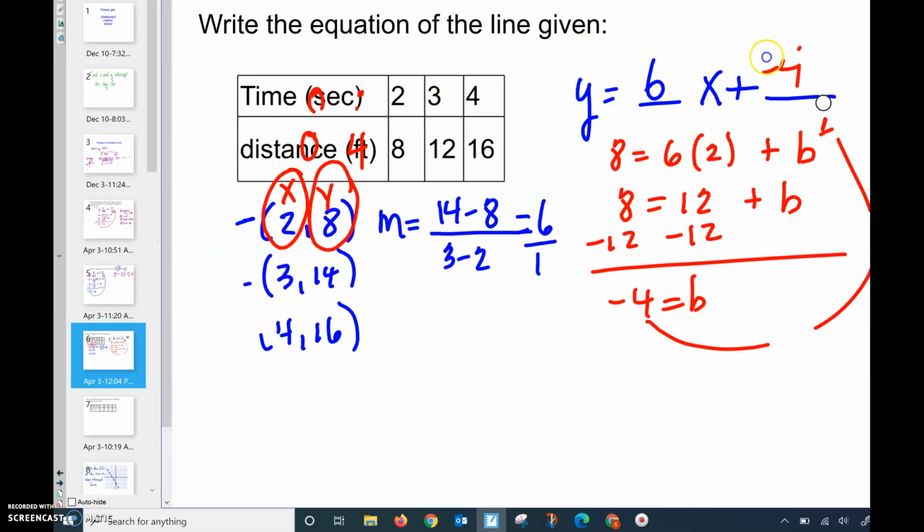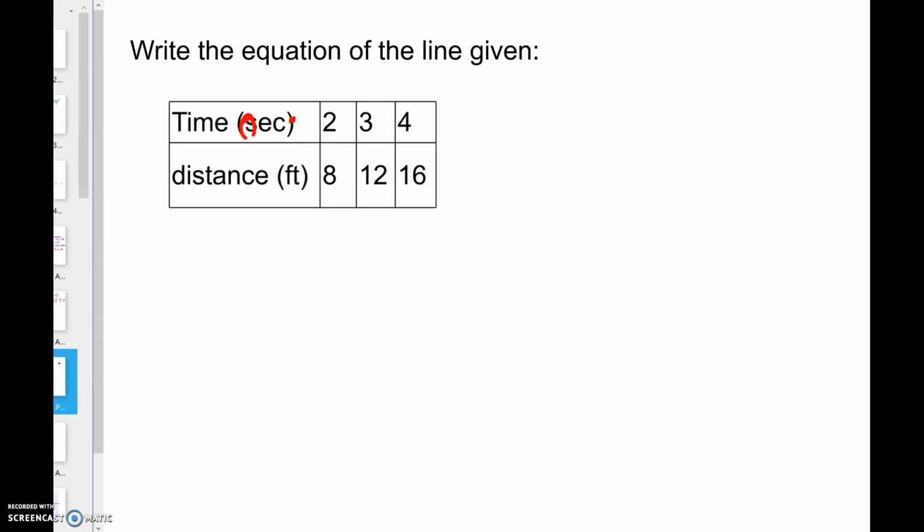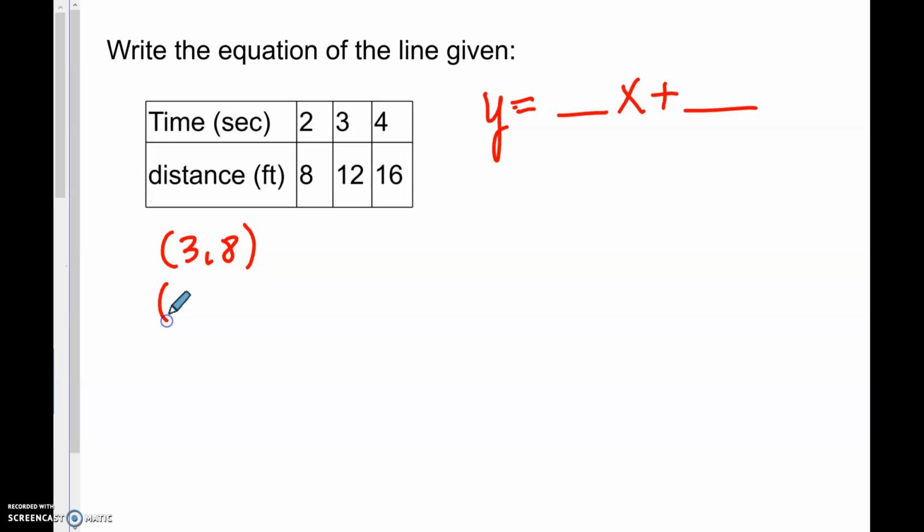All right, so I caught a mistake I made, so I need to go back and fix that. So, all right, here we go. So we are going to be writing y equals blank x plus blank from this table. All right, so we are given the ordered pair, 3, 8, and the ordered pair. Whoops, that's not a 3. I just about made another mistake. That is a 2. 2, 8, and 3, 12, and 4, 16.